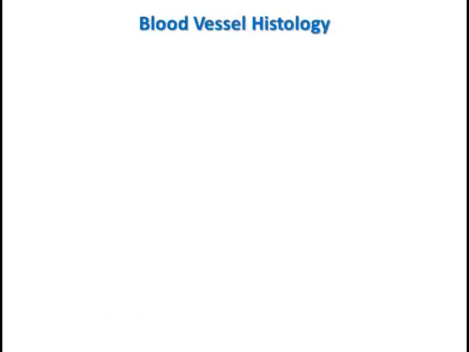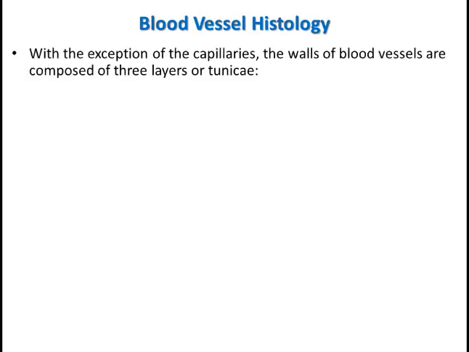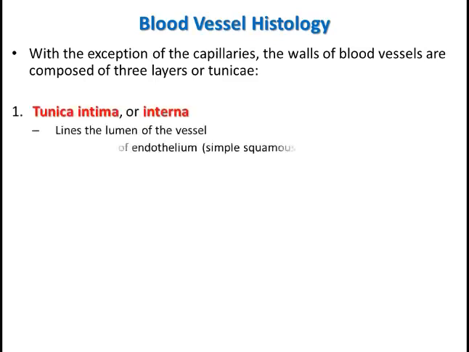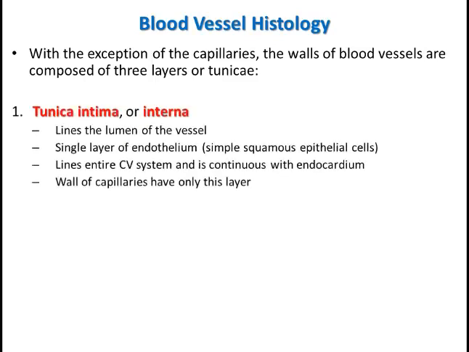So let's switch gears a little bit and talk about the tissues in the blood vessels, or what makes up the vessel wall. With the exception of the capillaries, the walls of the blood vessels have three main layers of tissue. The first, the tunica intima, or interna, is the lining of the lumen of the blood vessel. The lumen is the hollow portion, or the inside of the blood vessel.